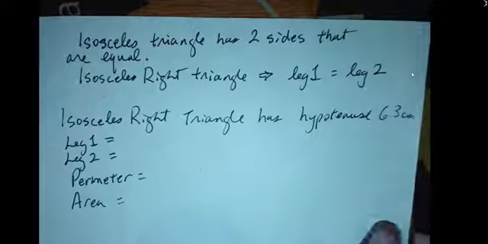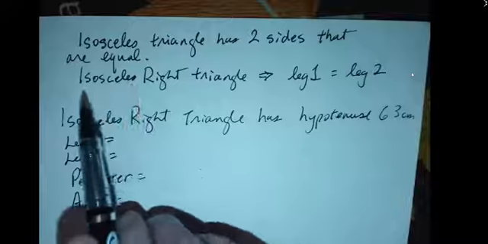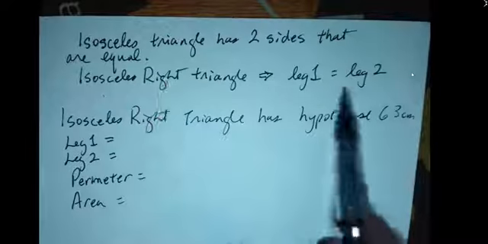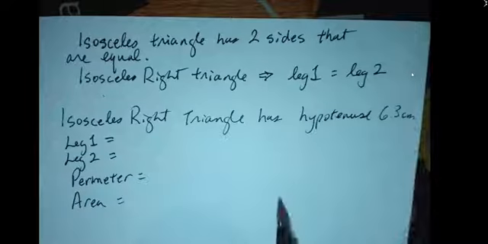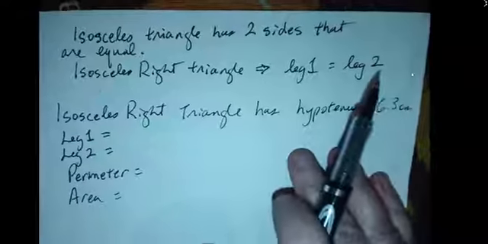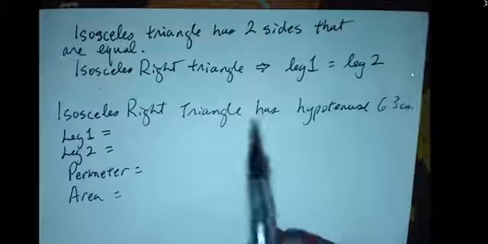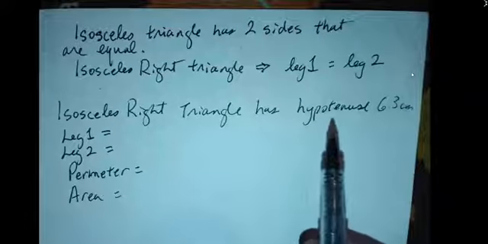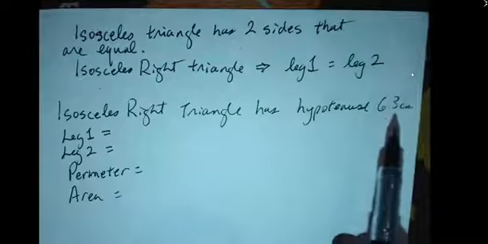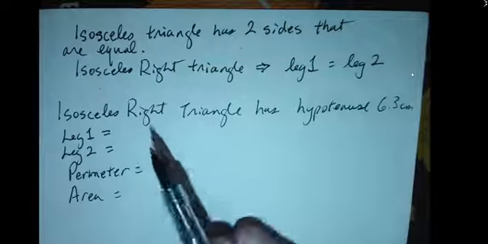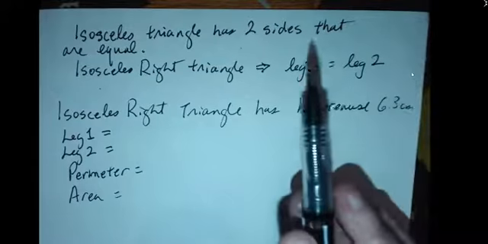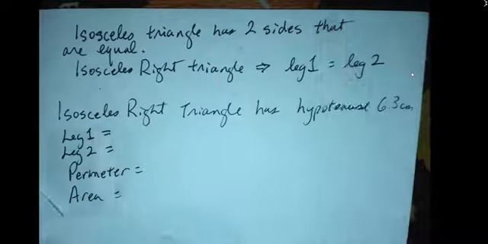So if you're told you have an isosceles right triangle, then your two legs that are not the hypotenuse are equal to each other. So what if all we're told is that an isosceles right triangle has a hypotenuse of 6.3 centimeters? Then what is all of this? You might think, well, I don't have enough information to do that, but you actually do.